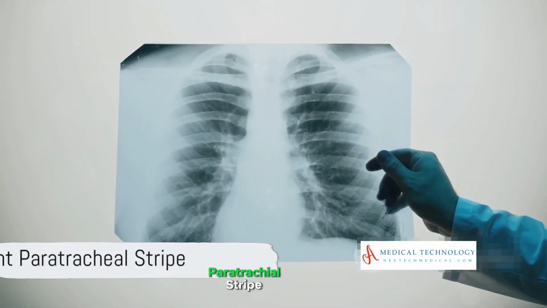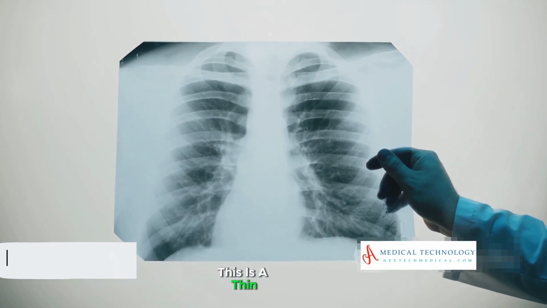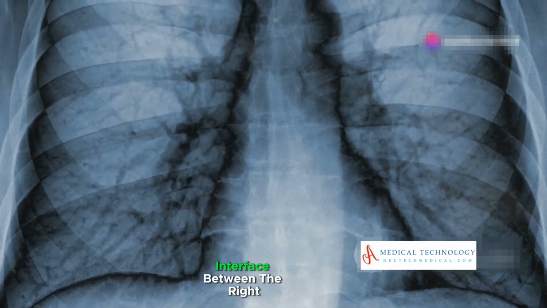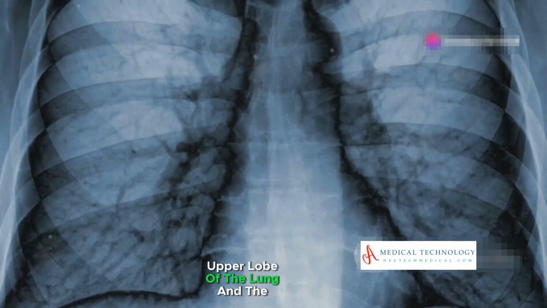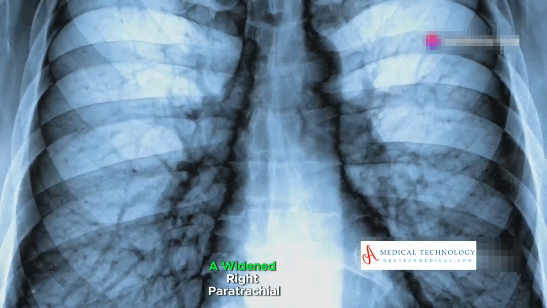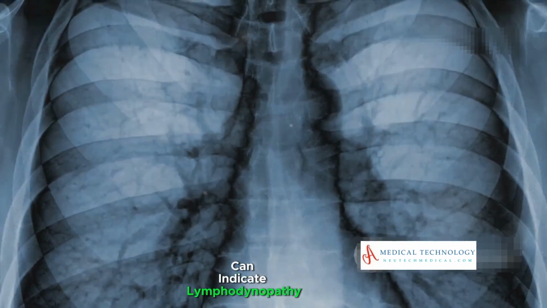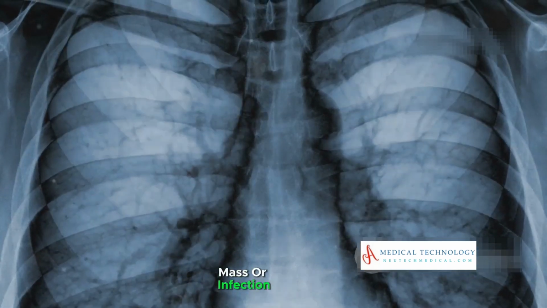Right paratracheal stripe. This is a thin vertical line to the right of the trachea. Significance: it represents the interface between the right upper lobe of the lung and the mediastinum. A widened right paratracheal stripe, greater than 4 mm, can indicate lymphadenopathy, mass, or infection.